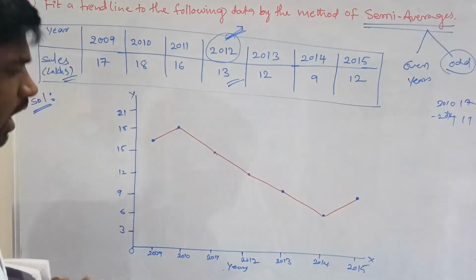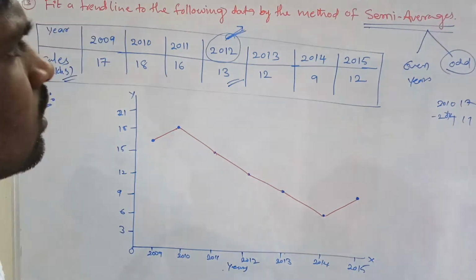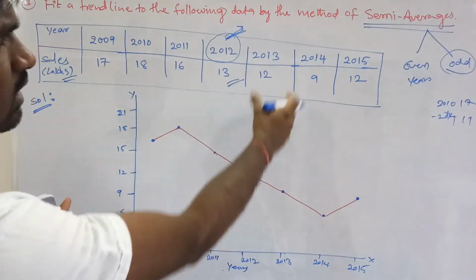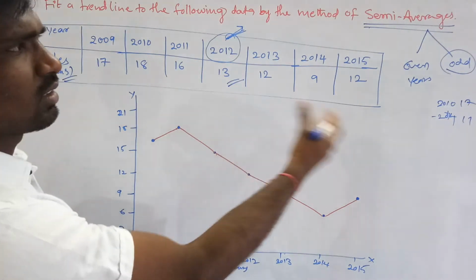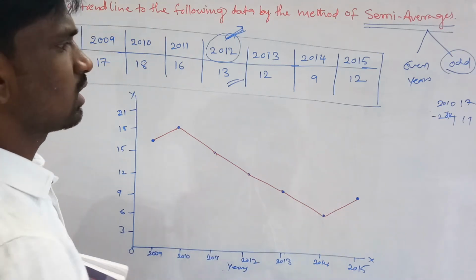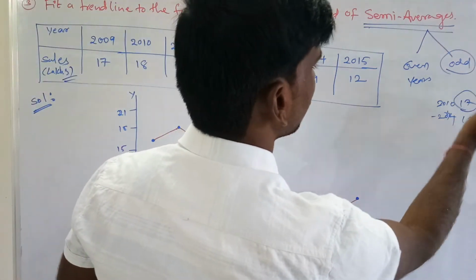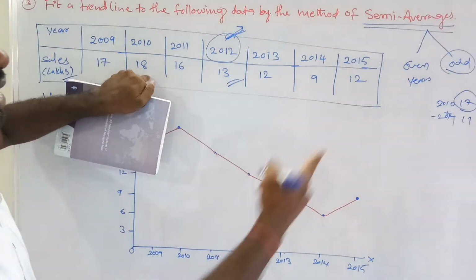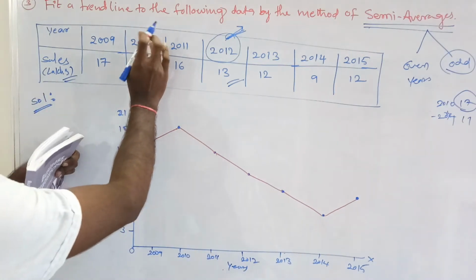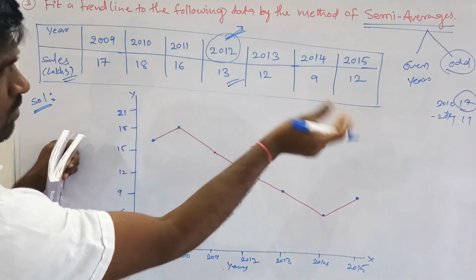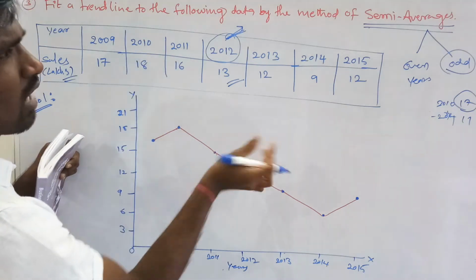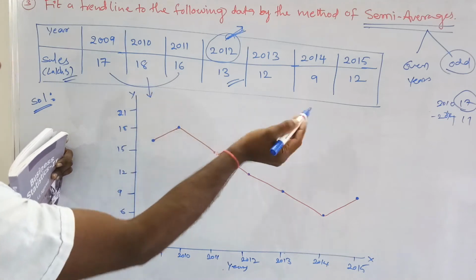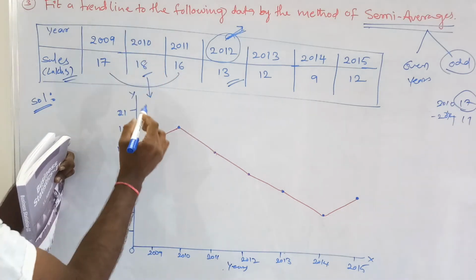Right? This is the actual line. So before, when we drew the table and calculated this data, the 3 year semi-totals and 3 yearly averages of semi-totals, the first part's 3 yearly semi-average is 17. The 17 belongs to the mid year of 2010. The average is the middle of the series. So that is why we are taking 17 as the 2010 value, right?